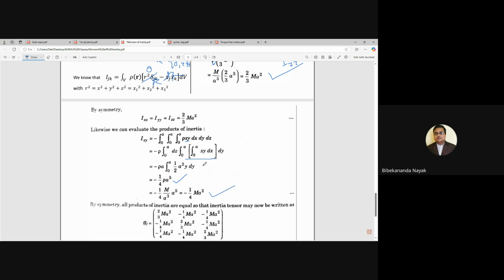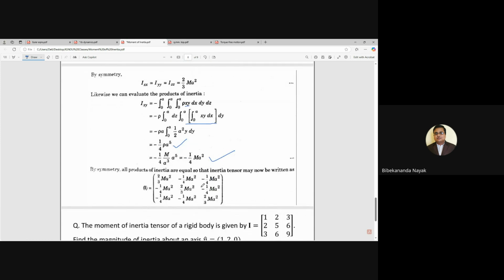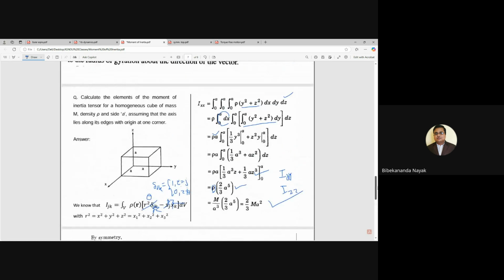Since it's a cube, Iyz is the same, Ixz is the same, Izx is the same, and the components are symmetric also. So I got this matrix. This is one of the important questions sometimes asked in examinations.